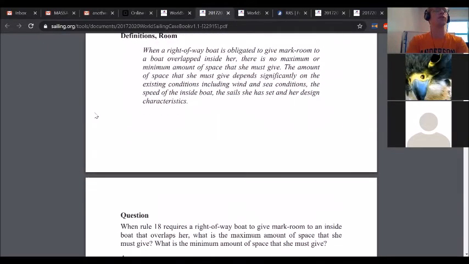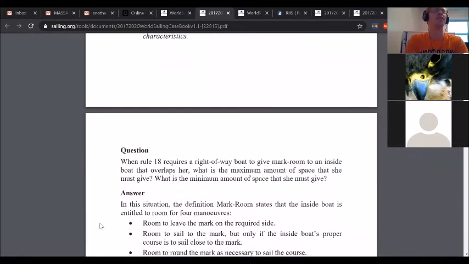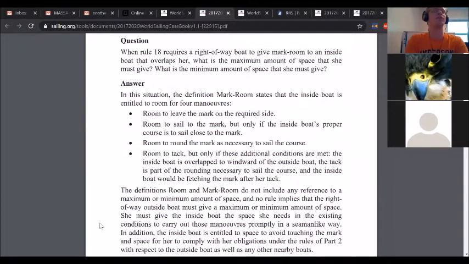It is, yeah. Cool. All right, so when Rule 18 requires a right-of-way boat to give mark room to an inside boat that overlaps her, what is the maximum amount of space that she must give? And what is the minimum amount of space that she must give? So we touched on this a little bit yesterday, right? And we said, basically, there is no objective answer. It just depends on conditions. So this discusses it in a little more depth.